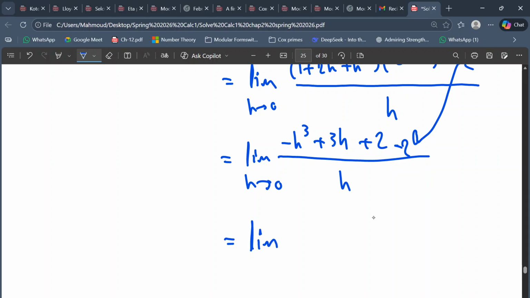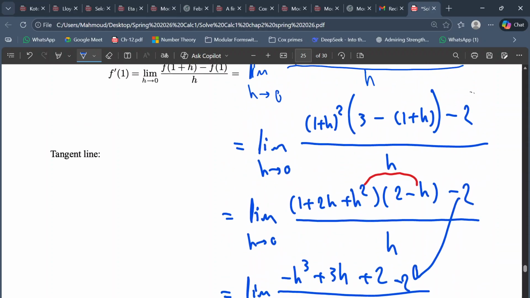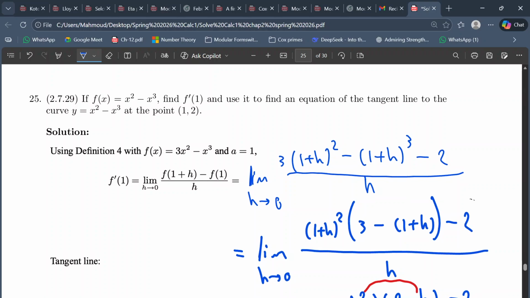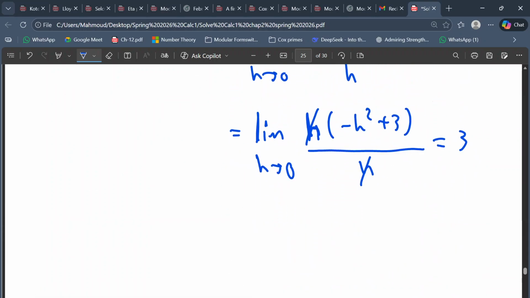So limit as h goes to 0. Take h as common factor. So h minus h squared plus 3 over h, right? Cancel h with h. What do you get? 3. So the equation is y minus... it takes a lot of space, the solution of this.